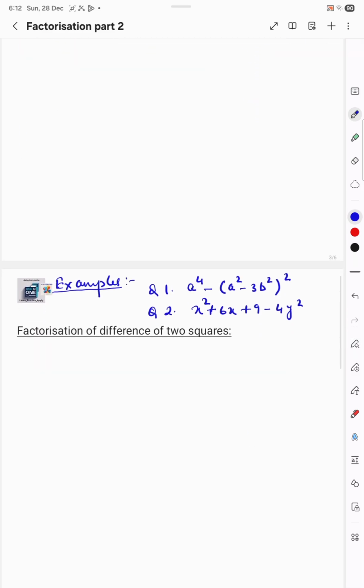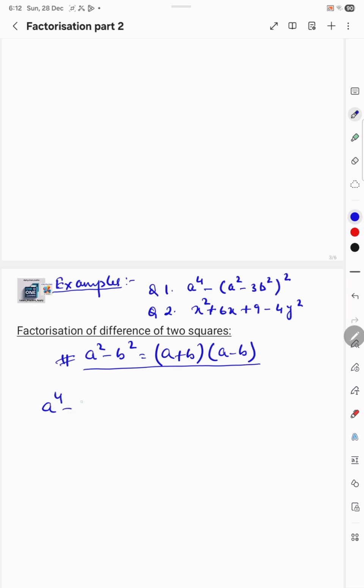Now let's come to the factorization of difference of two squares. Okay, so basically what we are doing is we have two squares, difference of two squares. So what we use is a plus b into a minus b. So this is the formula which we are going to use for factorization of difference of two squares. Now let's take the first example. So first example is a to the power 4 minus bracket a square minus 3b square whole square.